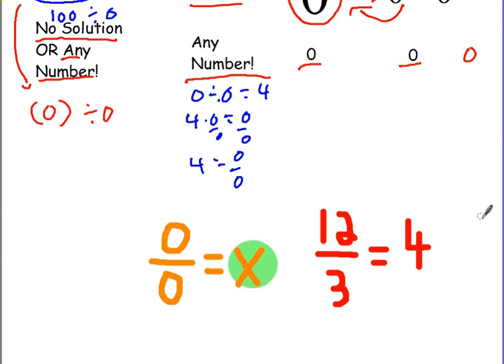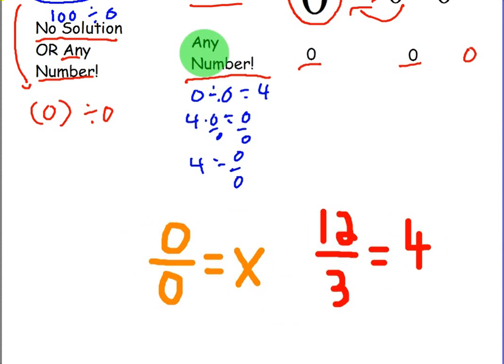And so you can turn any division problem into a multiplication problem. Meaning, take your answer, multiply by the denominator to get the numerator. 4 times 3 gives you 12. Well, think about this. What number times 0 gives you 0? Any number. So 0 over 0 is actually any number. Another way you can say it is undefined. Undefined because any number means there's no definite answer.